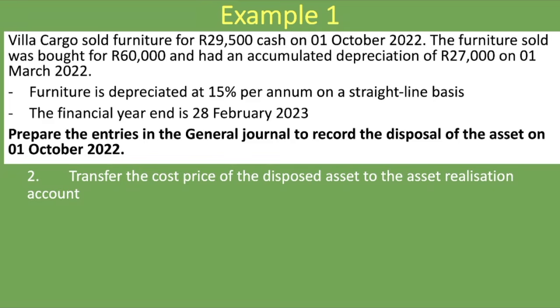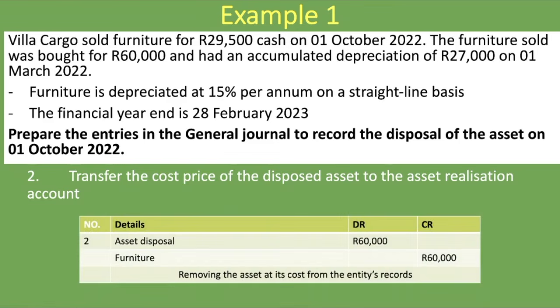So now that we have the cost price, what are we going to do? One thing we know for certain is that we're going to credit the furniture. Why is that? Because we initially debited it when we brought it in, but now that we're taking it out, we're crediting it, and then we'll debit the asset disposal. So here's how it's going to look. Debit asset disposal, 60,000 rand. Credit furniture, 60,000 rand. Narration: removing the asset at its cost from the entity's records.